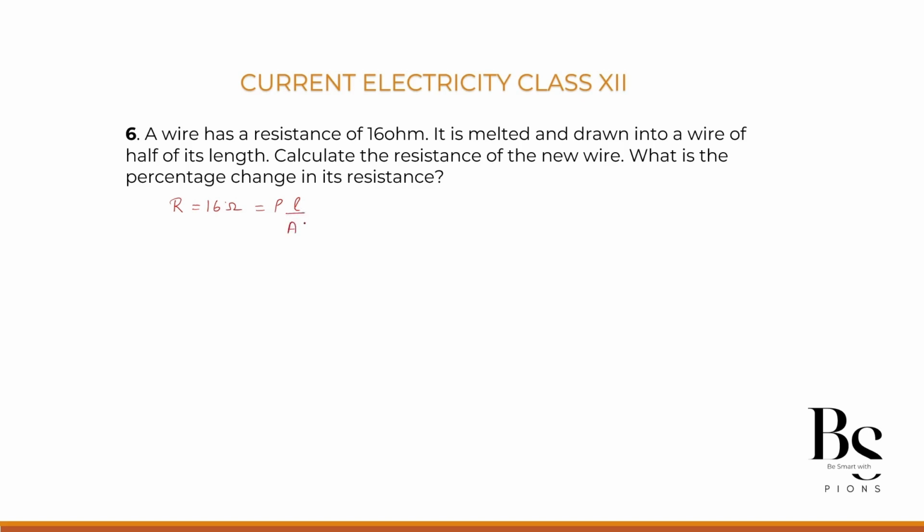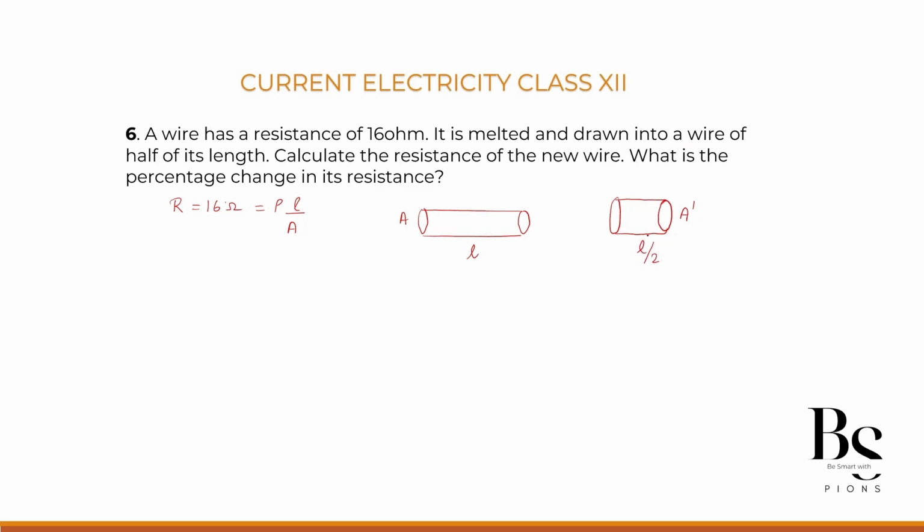So if it is melted and drawn into a new wire of half of its length, let me first draw our initial wire. Roughly speaking, it looks like this, with the length of this wire as L and area of cross section A. Now we are melting it and making it into half of its original length. So half means it will look somewhat like this. As you can see, now the area of cross section increased. Let's call it A dash, and the length became L by 2. Clear? So melted and drawn into a wire of half of its length.